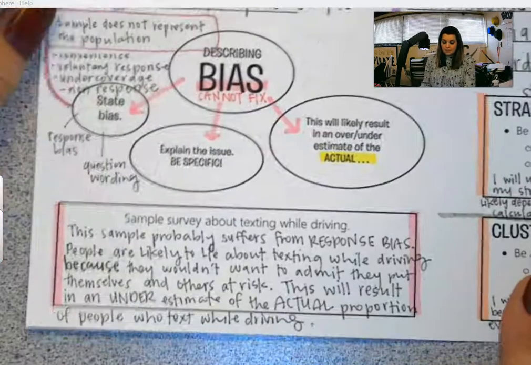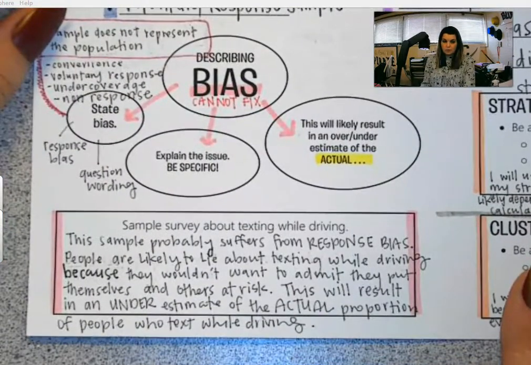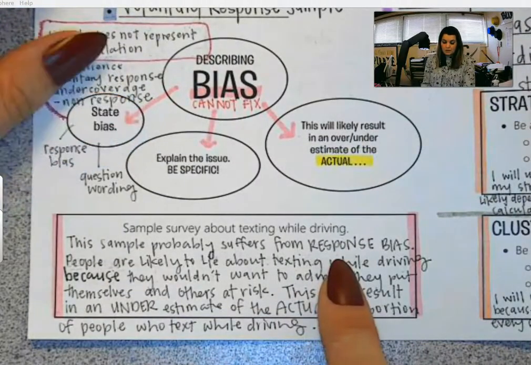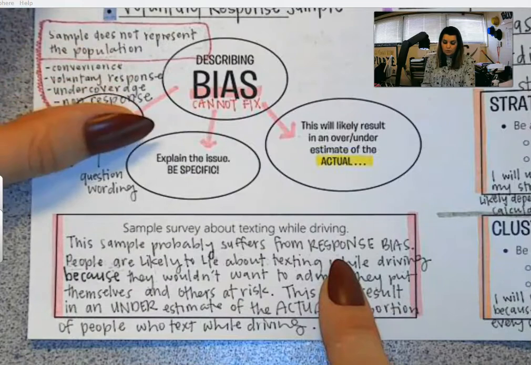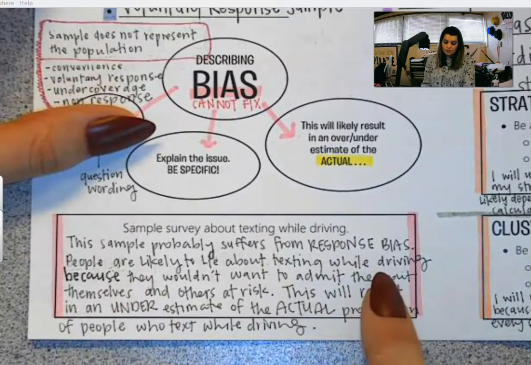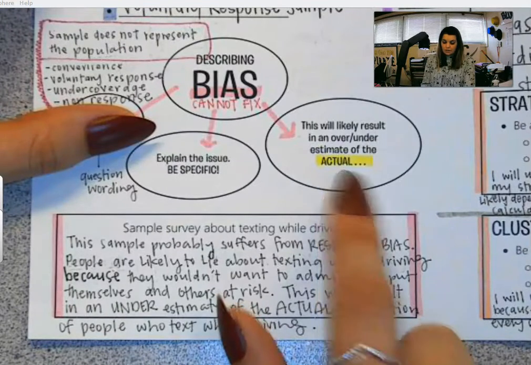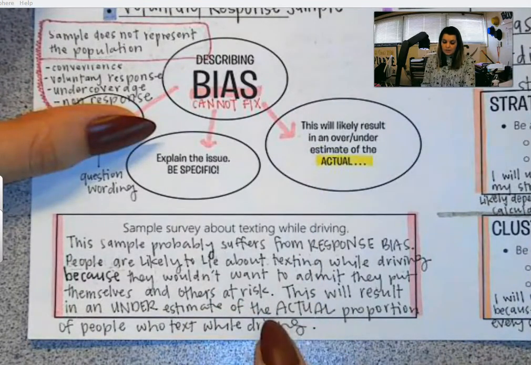And then this is me doing those three bullet points. So state the bias, response bias, explain the issue. People are likely to lie about texting while driving because they wouldn't want to admit they put themselves and others at risk. Tell the direction. This will result in an underestimate of the actual proportion.